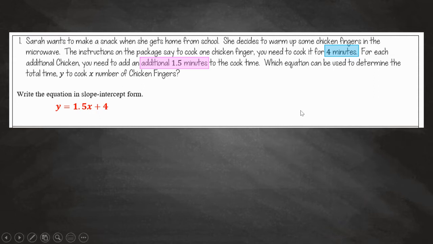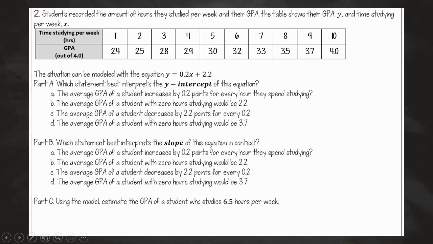Well, this 4 here is my y-intercept. This here 1.5 is my slope. So my equation would be y equals 1.5x plus 4. And I also want to make a special note that that should say additional chicken fingers, because when we cook one chicken finger, that's our initial point. So if we're cooking additional chicken fingers, this is the equation we would use. All right, pretty easy. We're going to move on to question number 2.